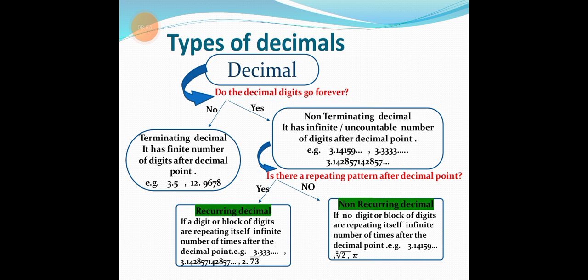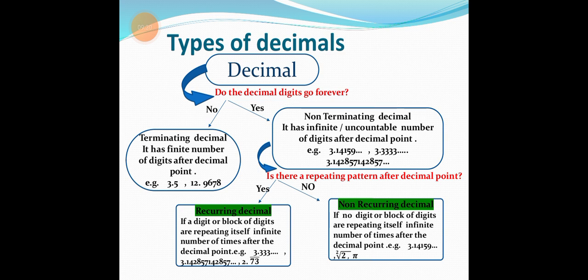And if it's yes, why is it yes? It's yes because a non-terminating decimal has an infinite, uncountable number of digits after the decimal point. For example, 3 dot, always represented because they are infinite. Unlike terminating decimals, which have a finite number of digits, non-terminating decimals continue infinitely. They can be further characterized into repeating and non-repeating decimals.